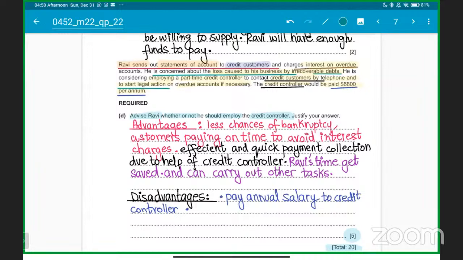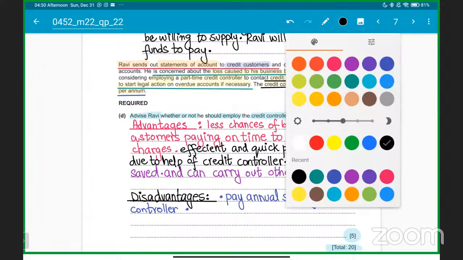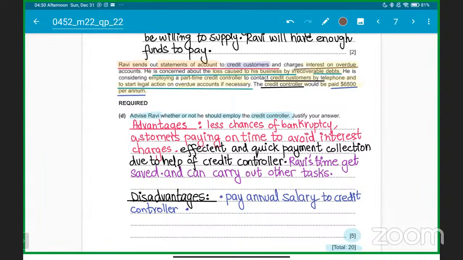What is there to start legal action? So basically, Ravi is saying if the customers are not paying on time on overdue accounts, they will take legal action. And everyone knows if you go for legal action, it will cost more, right? So the cost of legal fees for the legal action. So a lot more expenses increasing. Everyone getting it, guys? What else? Anyone? More disadvantages, more drawbacks of this?